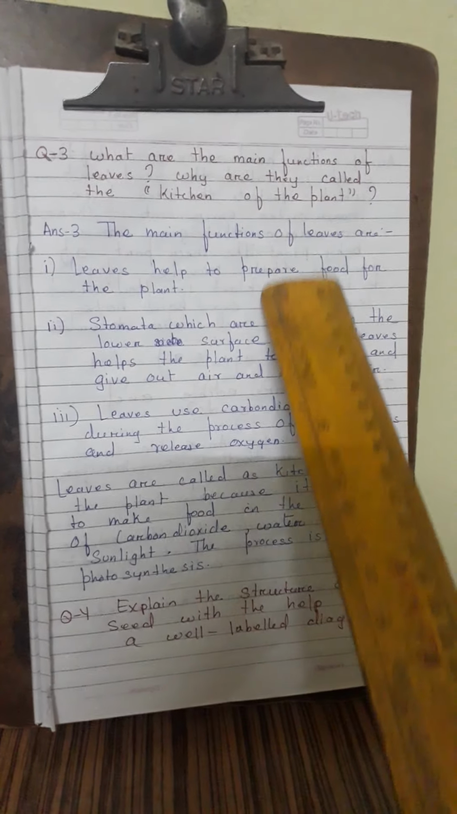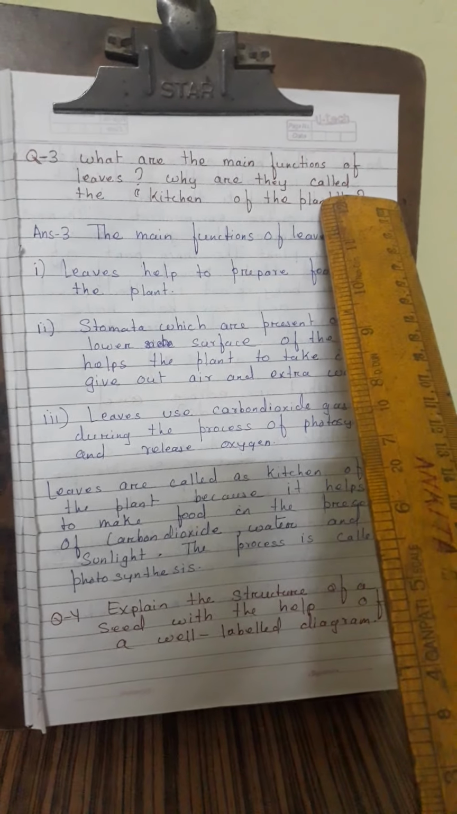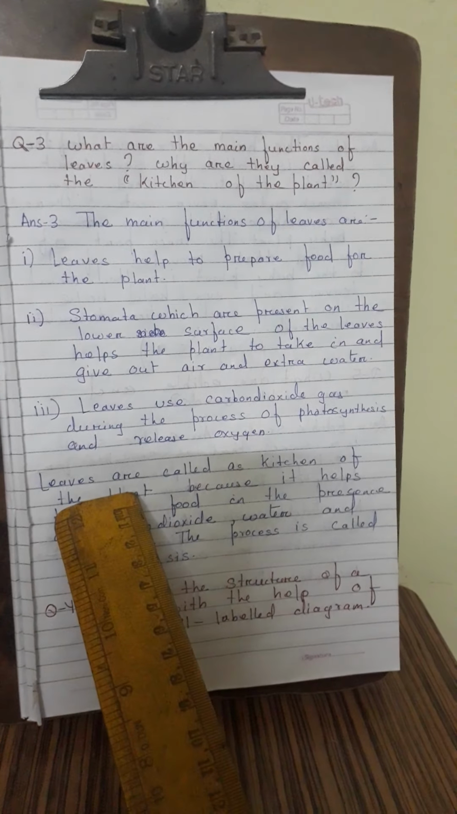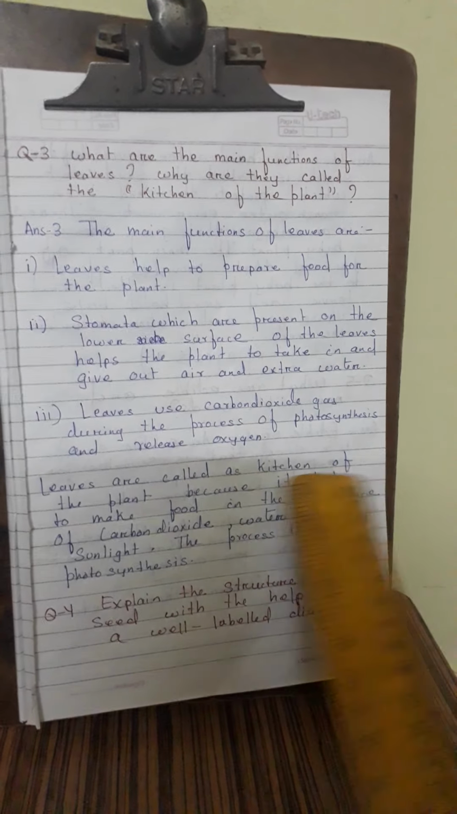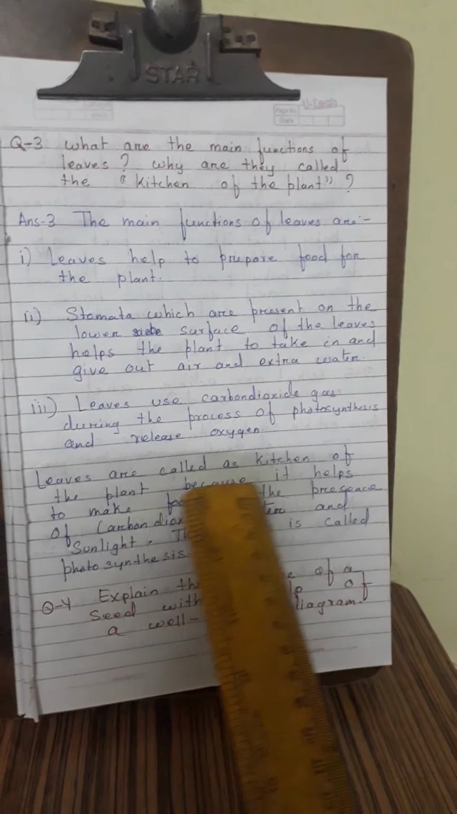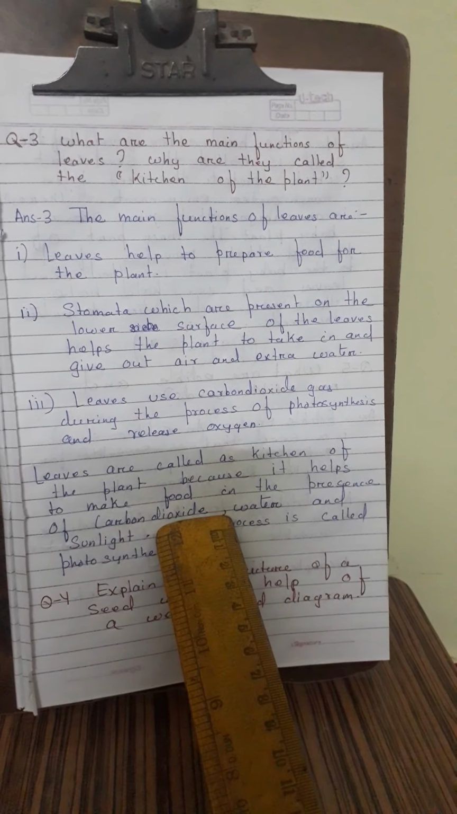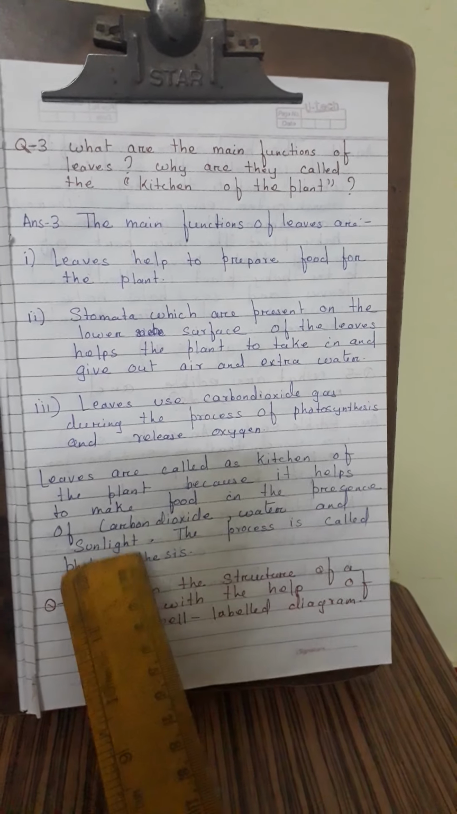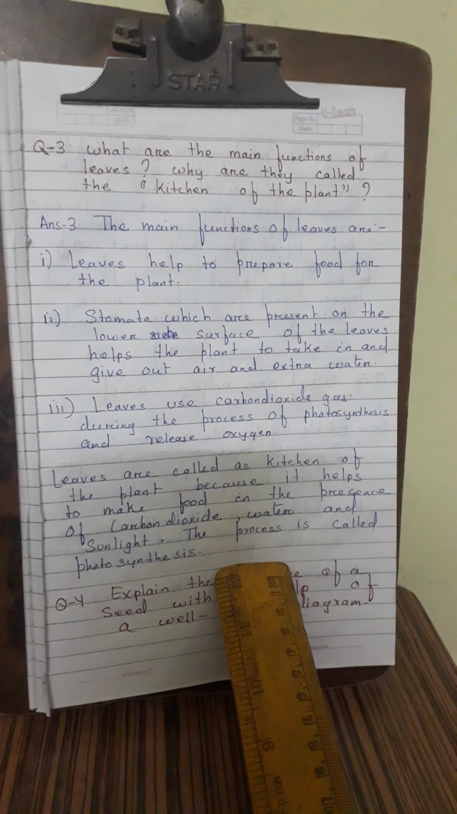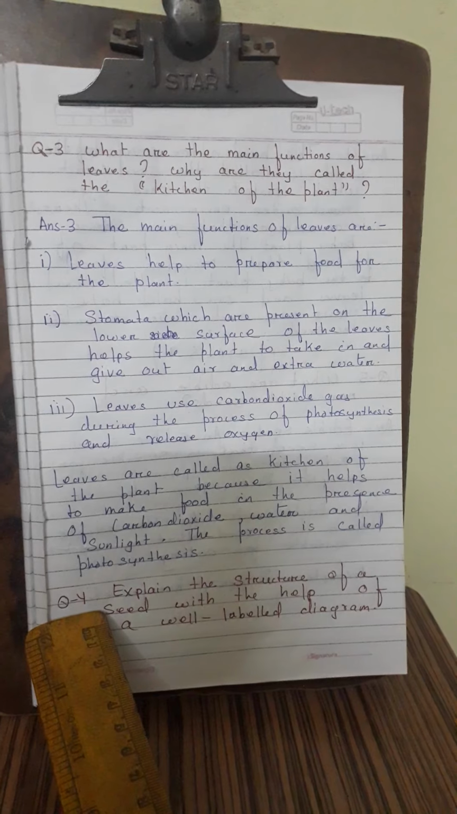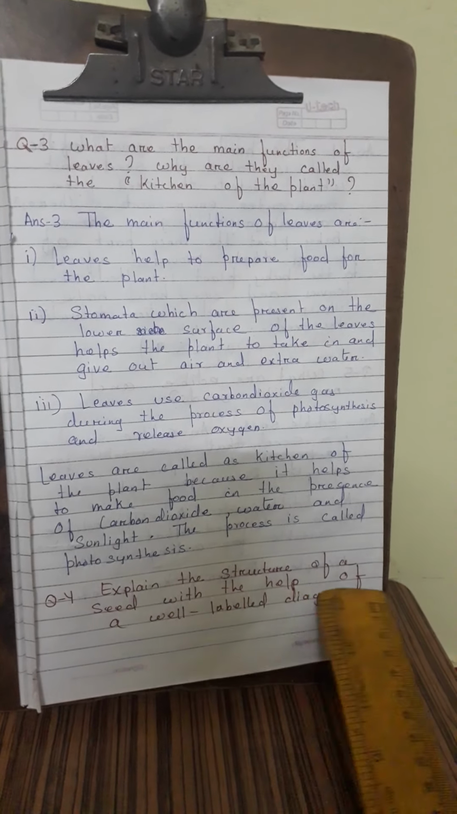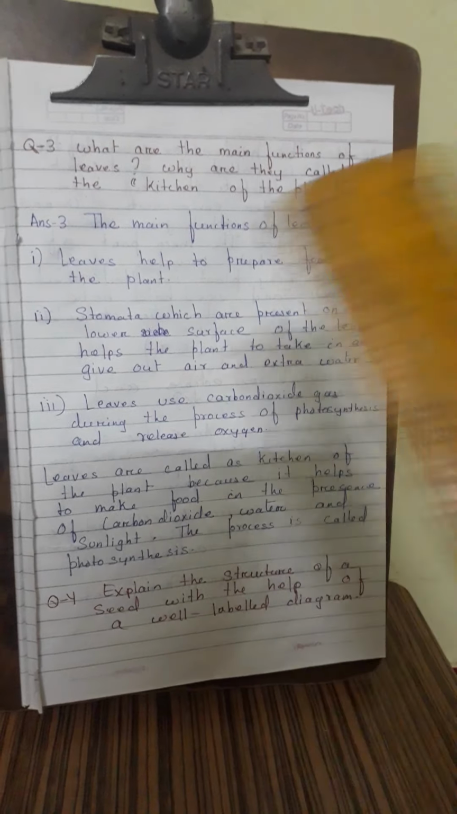These are the 3 points, and then we are on the second part. Why are they called the kitchen of the plant? Leaves are called the kitchen of the plant because they help to make food in the presence of carbon dioxide, water and sunlight. The process is called photosynthesis. Next, question number 4. Explain the structure of a seed with the help of a well-labelled diagram.